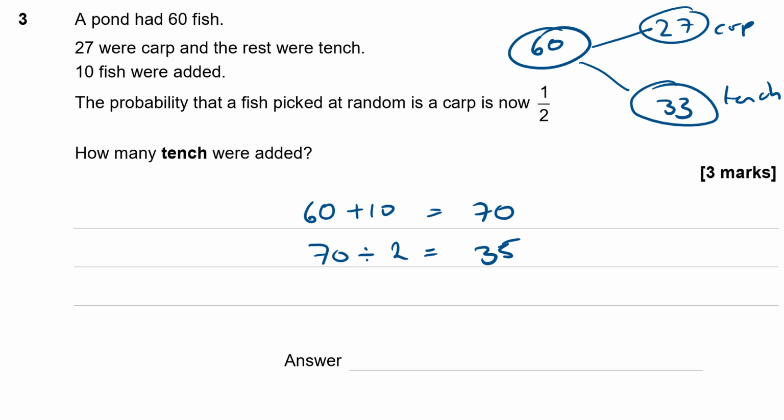So how many carp do I need to add, and how many tench do I need to add? Okay, so to make the number of carp equal to 35, I will need to have added 8 carp, and I should have added 2 tench then to make 10 added altogether, and a total of 35 of each. So how many tench were added? It's going to be 2 tench.